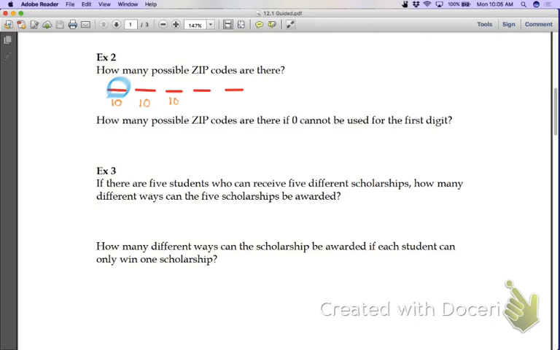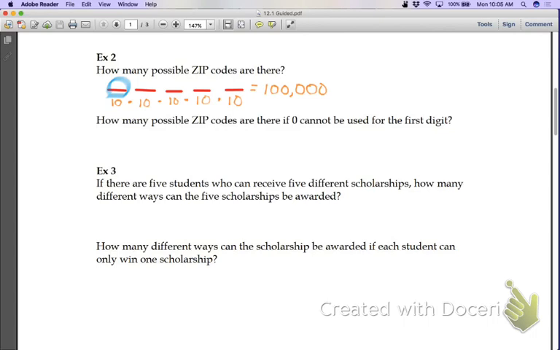10. So before I do anything, the options are 10 to the 5th, or 10 times 10 times 10 times 10 times 10, or essentially I have 100,000 different options. All I'm going to do with this is take 10 times 10, 5 times. Now, like Devin just said, the next one says how many possible zip codes are there if 0 can't be in the first digit.